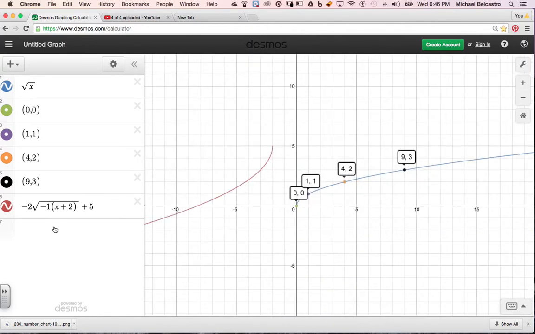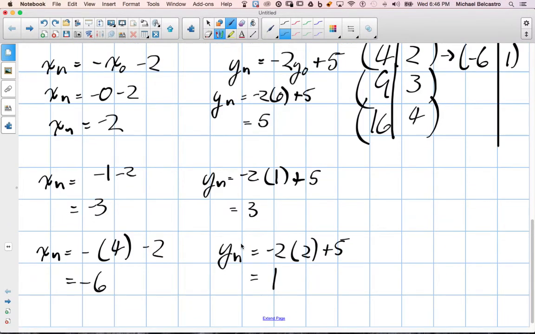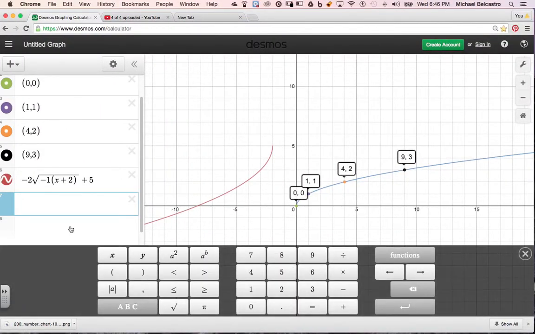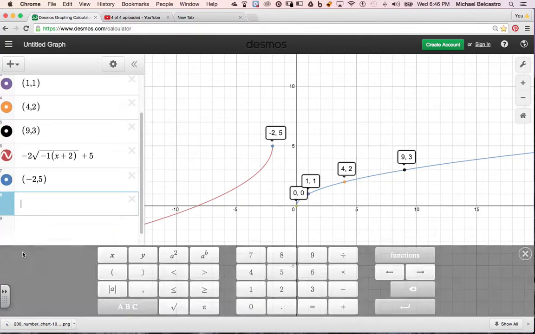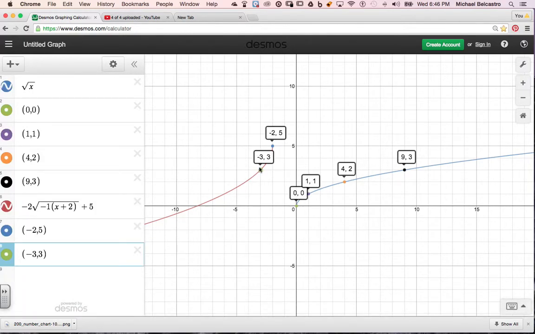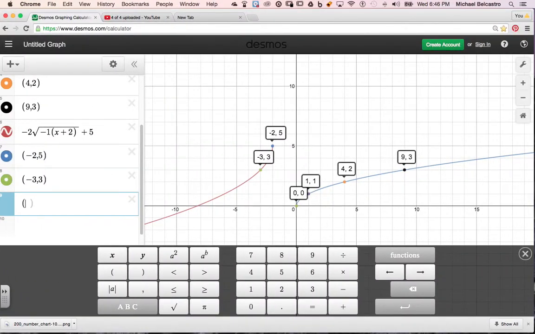Let's see if we've put the correct points in. We had one coordinate, negative 2, 5. So let's put in our negative 2, 5. Exactly. That was when we had 0, 0. Now negative 2, 5. Negative 3, 3. Works out. That's where our 1, 1 had now changed to. And then negative 6, 1. Negative 6, 1. There you go.